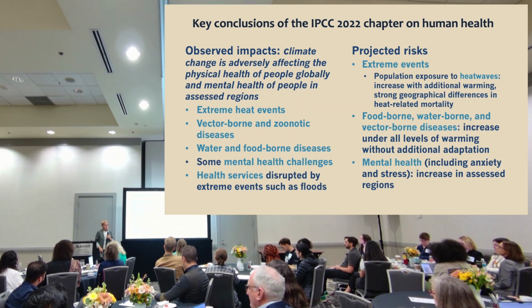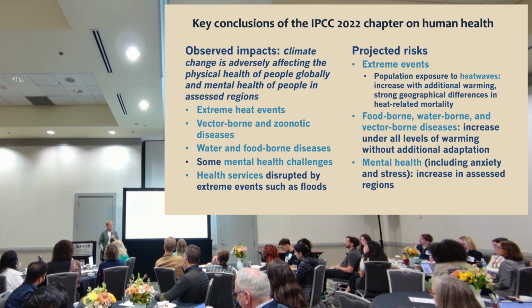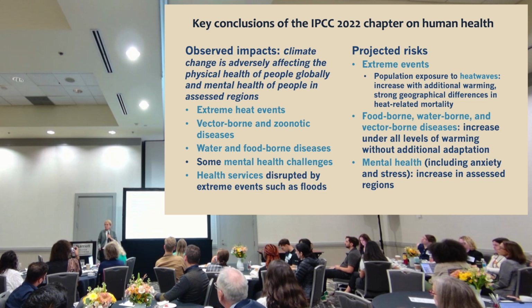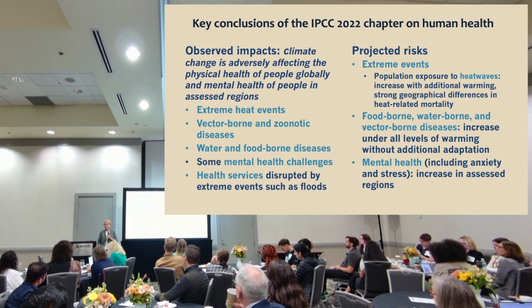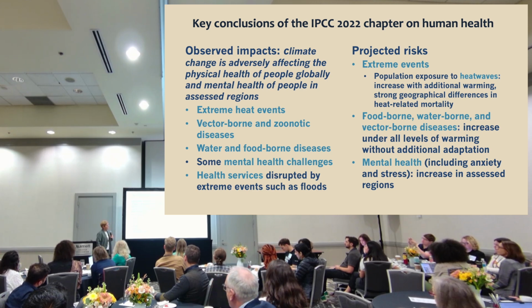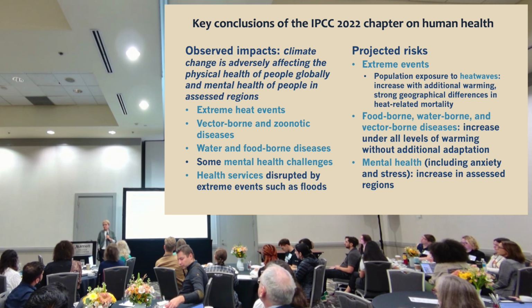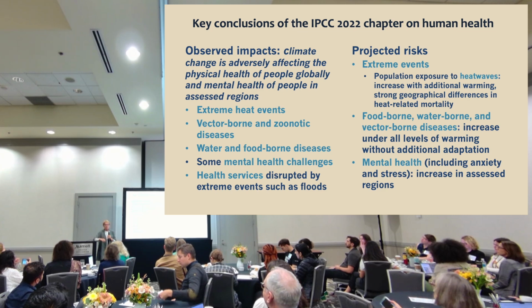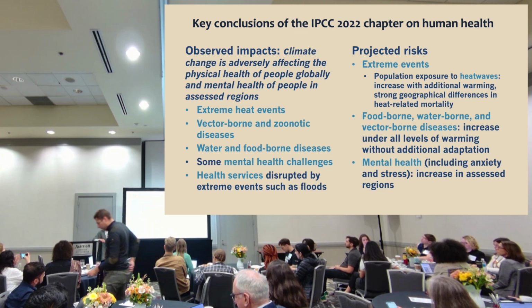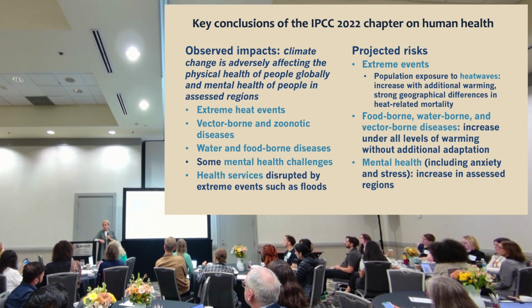This is a quick summary of the human health chapter in the last IPCC report with the headline statement that climate change is already adversely affecting the physical health of people worldwide and the mental health of people where there are data. On the left are observations, on the right are projected risks. The light blue are the major categories that were assessed. At the point in time of this chapter, about 2/3 of the literature had been on heat, because that's one of the areas that agencies were willing to fund. But there's now, thankfully, a much broader range of literature coming out.